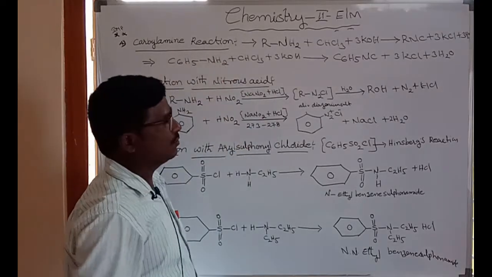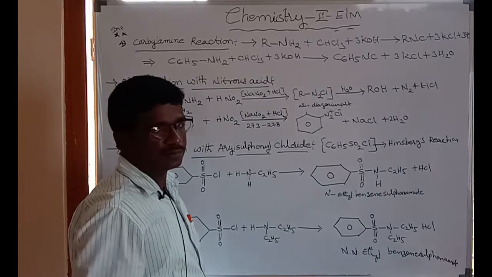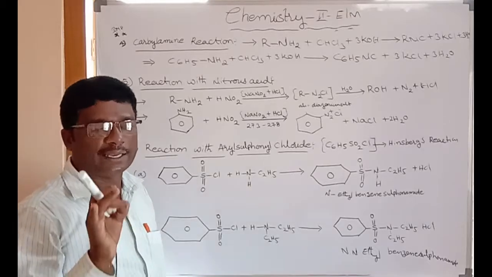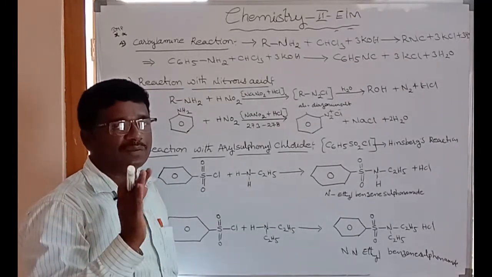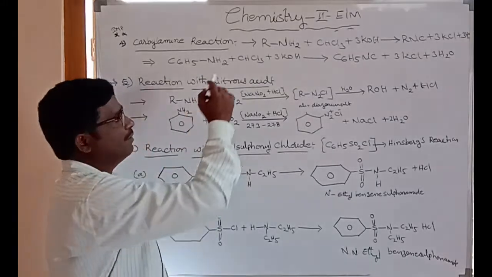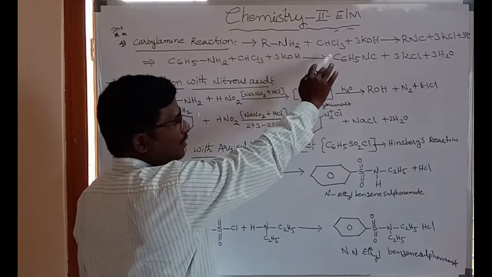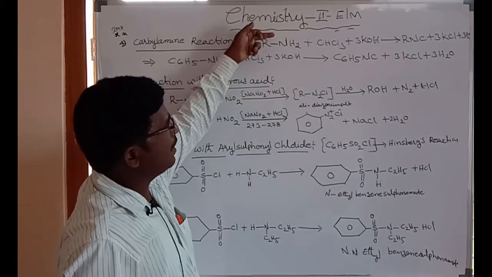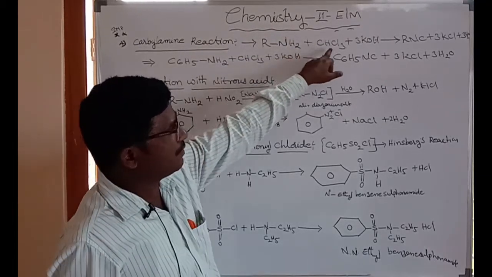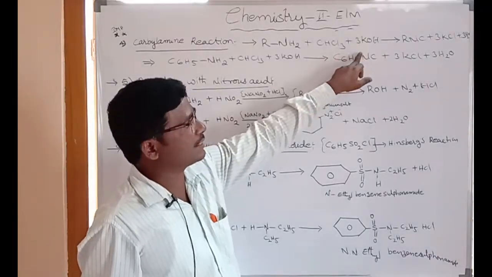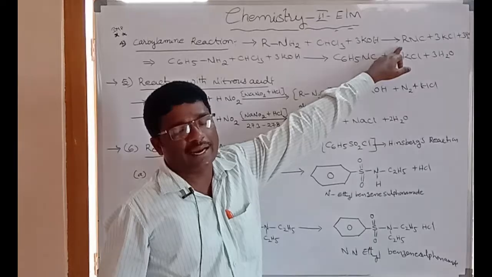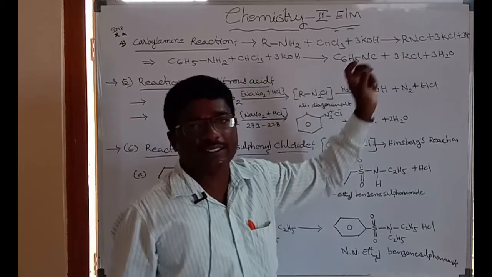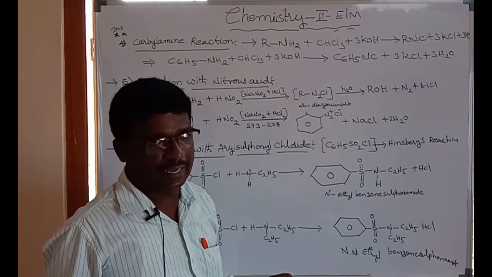In the carbylamine reaction, the aliphatic primary amine, where R is any alkyl group such as methyl, is treated with chloroform, CHCl3, and ethanolic potassium hydroxide, which gives the aliphatic isocyanide. This is known as the carbylamine reaction or phenyl isocyanate test.